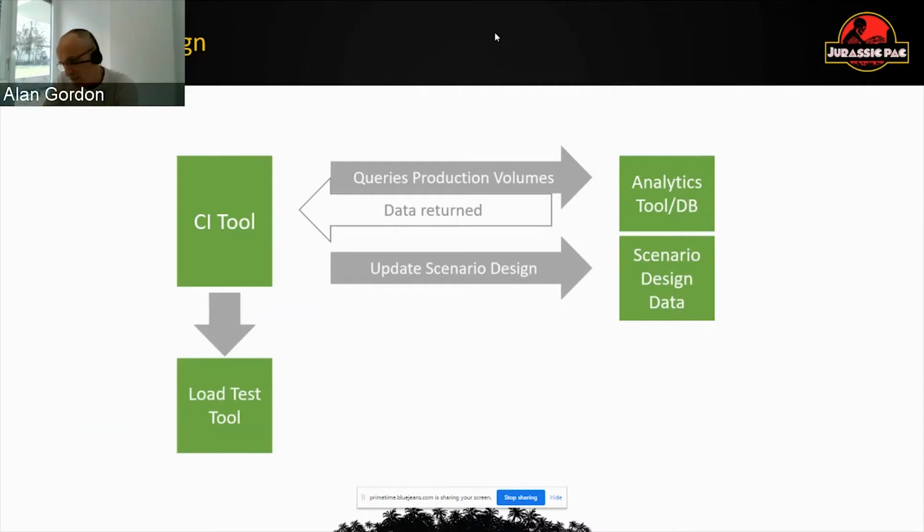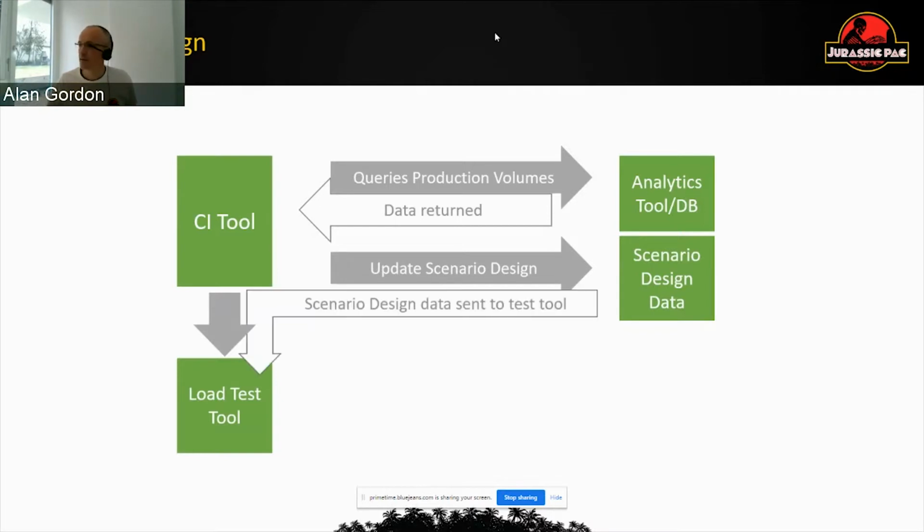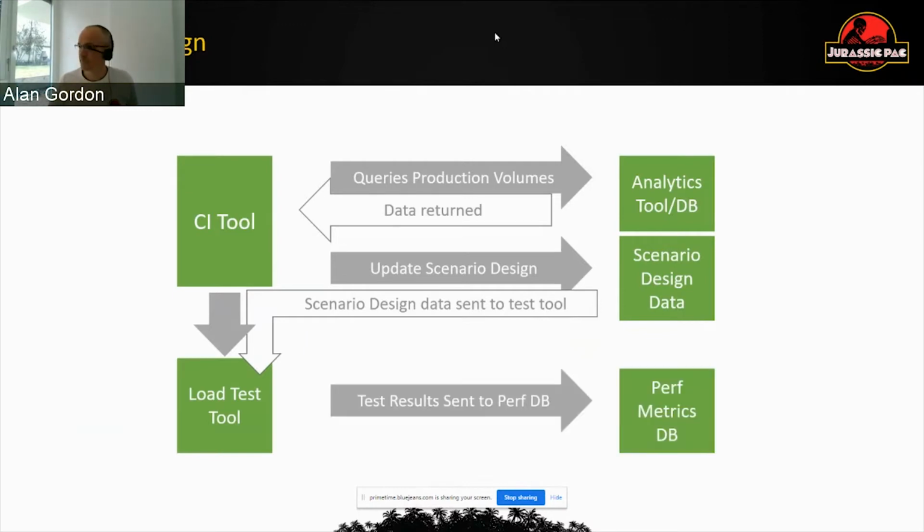And then once that design is updated, the test will be kicked off, again from the CI tool, using the new scenario design data that we've just updated. And the performance test results will then be sent to our performance test database, performance metrics DB, as we see there, together with all the other data that we can harvest.